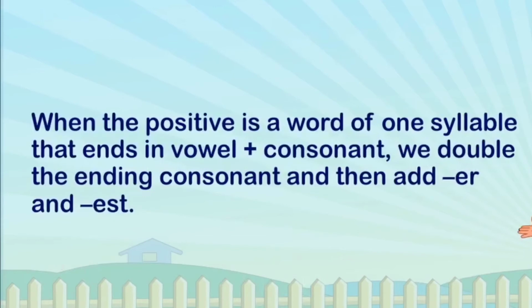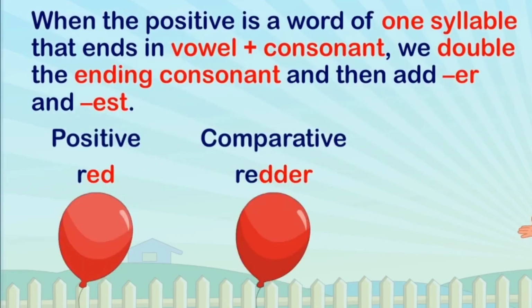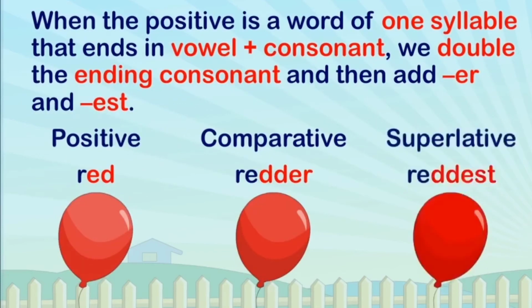When the positive is a word of one syllable that ends in vowel plus consonant, we double the ending consonant and then add ER and EST. For example, red, redder, reddest.